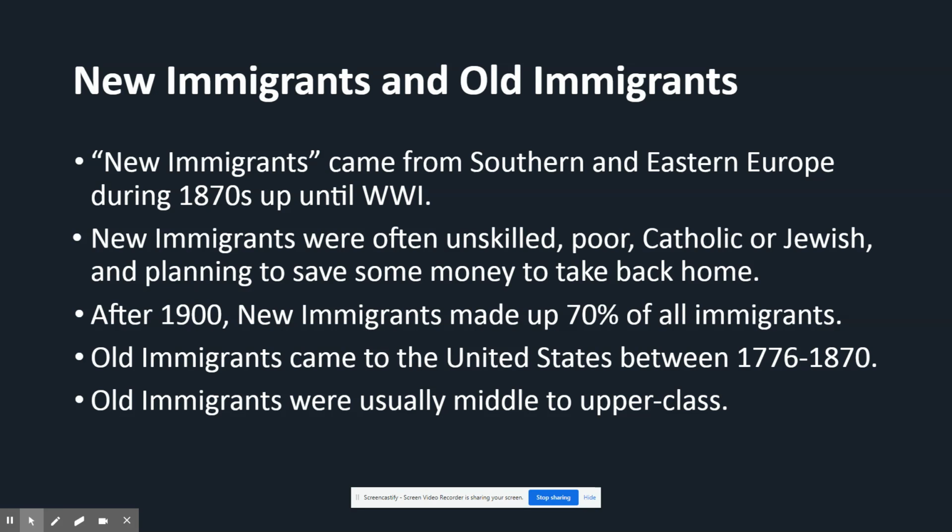Old immigrants before the 1870s would come to the United States between its birth and about the 1870s. And older immigrants were usually middle upper class, most likely Protestant. Didn't really need to save money, just really coming to the United States to maybe start or establish and create a company and try to make money here.